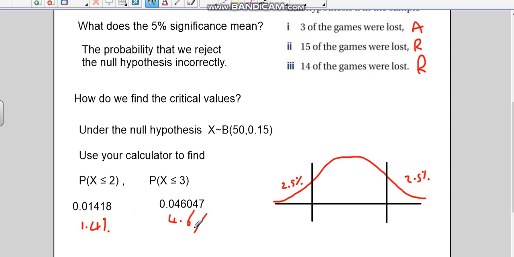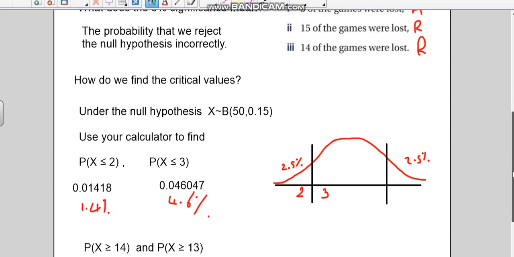So I can see that 2 would be in the critical region and 3 would be outside the critical region. Now because it's binomial, there's nothing between 2 and 3. It's either 2 or it's 3. So the line is actually between the 2 and 3, but we say 2 is our critical value because it's the first value you would reject. So although this isn't exactly 2.5%, it's the first value in that region that we would reject.